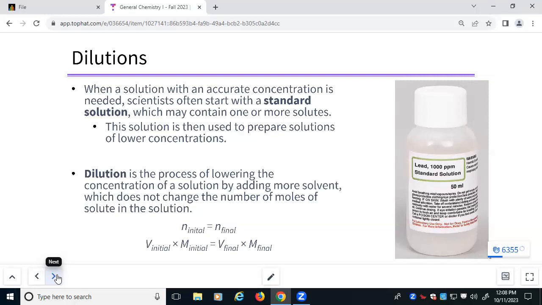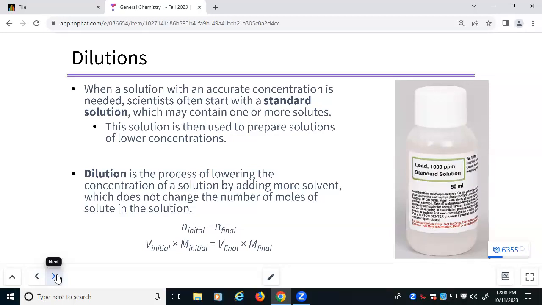make a solution, what if we already had a standardized solution? What if we already had a solution where we knew its concentration and we just wanted to make a solution that had a lesser concentration? And this kind of thing happens all the time. When we get hydrochloric acid from the manufacturer, it comes to us in a 12 molar quantity, concentrated acid.